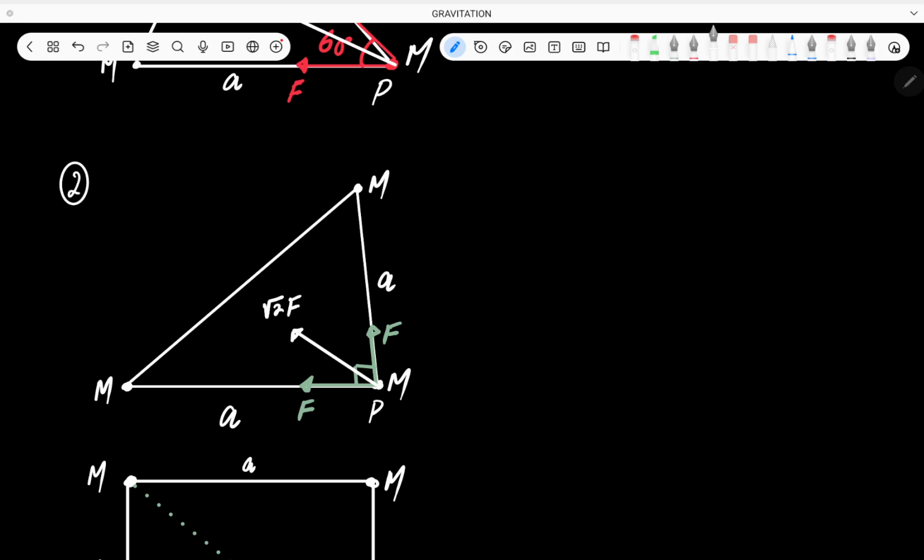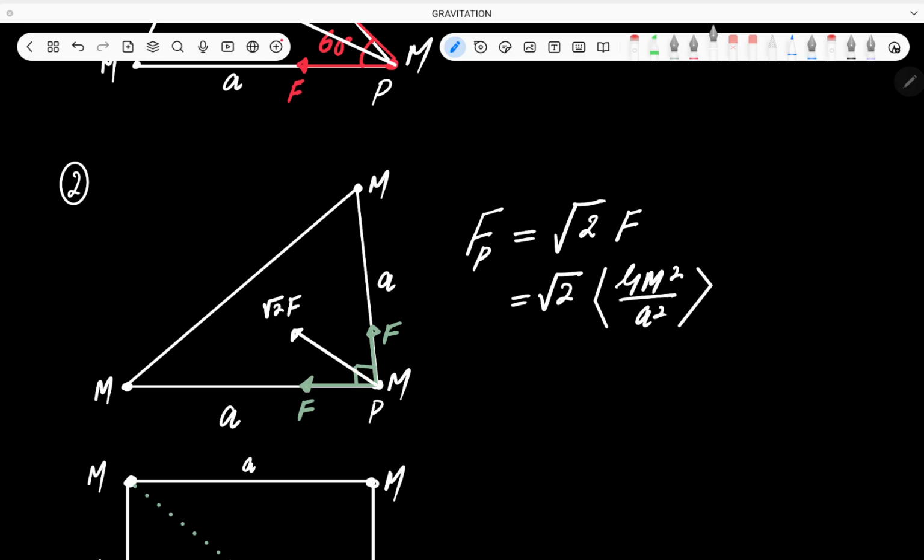ठीक है जी. Whenever the angle is equal to 90 degree, the resultant of two forces of equal magnitude is root 2 F, that too along the angle bisector. So let me write down here: the net force on the particle P is equal to root 2 into F. ठीक है जी. तो root 2 के बदले मैंने लिखा root 2, and F is the gravitational force between m and m, so that comes out to be G m square divided by a square. This is the gravitational force on the particle P. So this is the answer to this question.